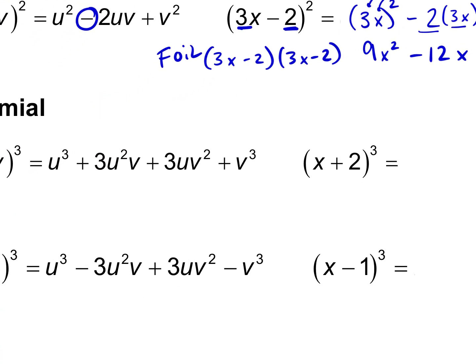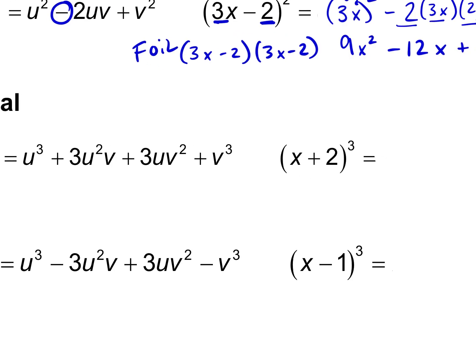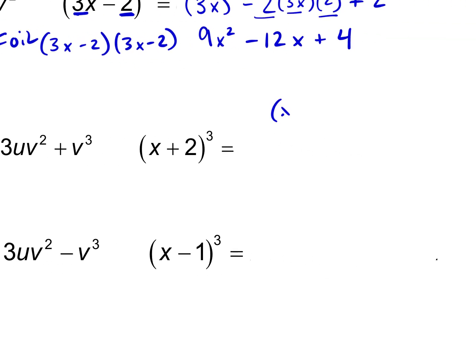For the next one, it's u plus v to the third power. These are the shortcuts for it. Again, if you forget the shortcut, write it twice. Write it 3 times though. Here it's the third power, so you write it 3 times and FOIL it out. If I were to write this 3 times, we have x plus 2 times x plus 2 times x plus 2.